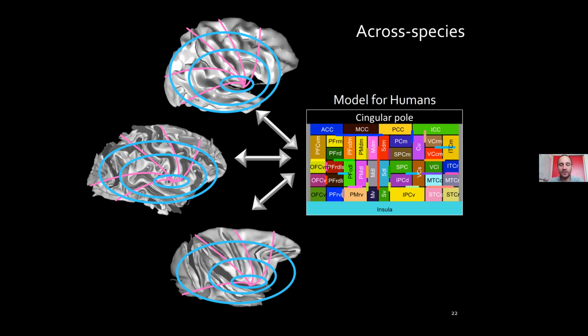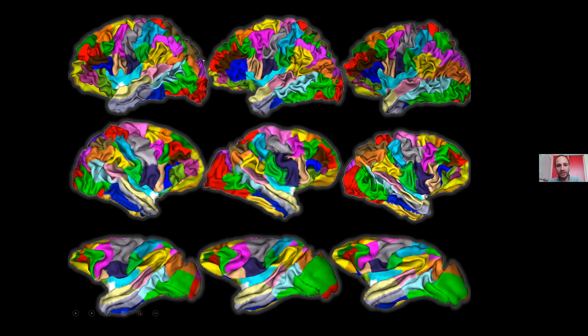So let's say that we have been able to do that. Then, of course, we can take the model from one species and map it onto the brain of other species. And that's what we have done here with the model from human. And we can map that onto human brains, so the picture that I showed you before.